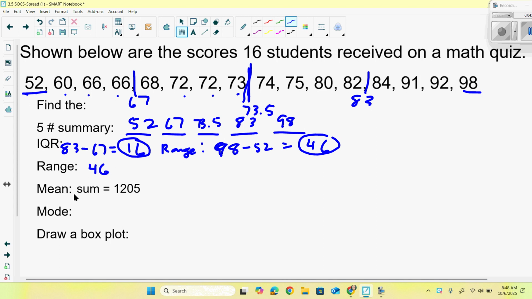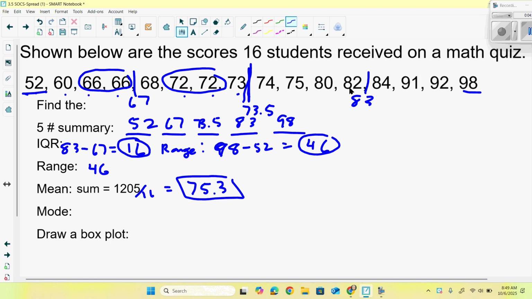And then to find the mean, again, that's the sum of all the values divided by how many, in this case 16, and I went ahead and did the math on that. So 1205 is the sum. If we divide that by 16, we get the number 75.3, or we could call that an average. Typically the mean we think of as the average. And then the mode is most frequently occurring. I've got 66 showing up twice, 72 showing up twice.